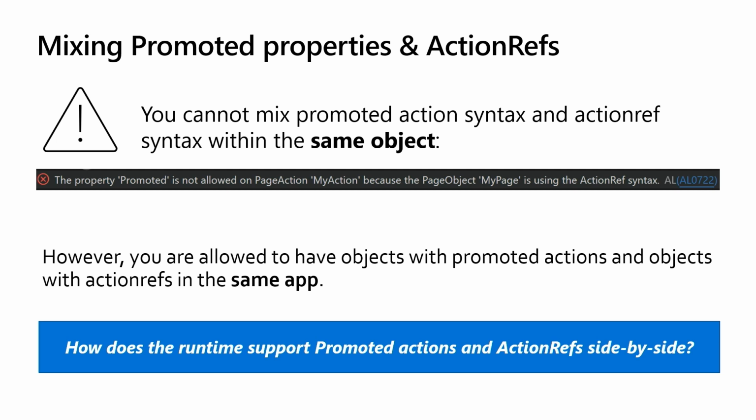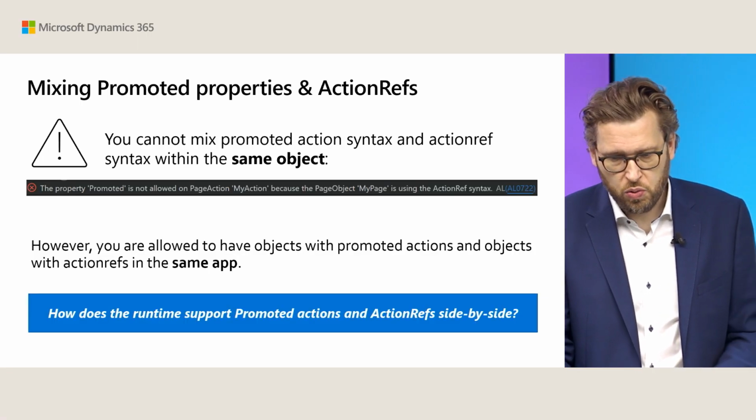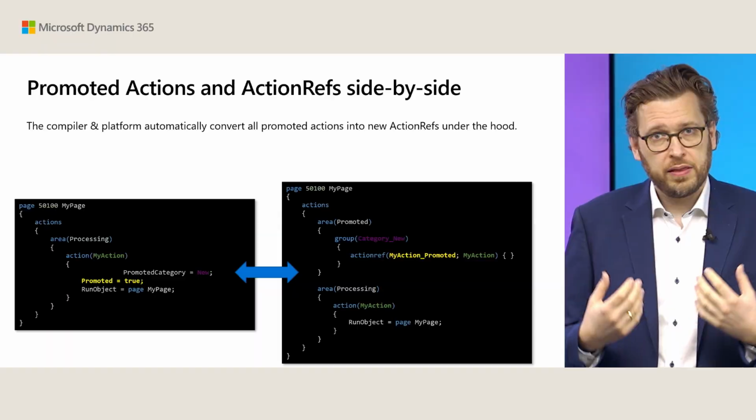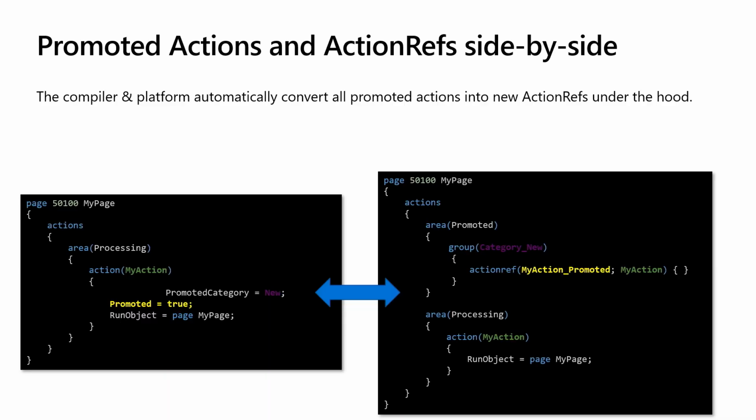But how does this side-by-side support actually work? Well, the runtime actually only knows about the new model, the new promoted area and the action ref model. So what happens is that if there are still applications installed that use the old model, using promoted properties on the action itself, at install time, it will convert these to the new model and use that at runtime.